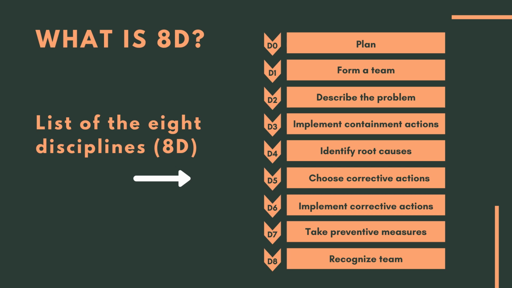Discipline 7. Take preventive measures. We need to take preventive measures to modify the management system, operation system, practice and procedure to prevent recurrence of similar problems. And the last discipline, the 8th, is recognize the team. Recognize the collective effort of the team. So the team needs to be formally thanked by the organization.